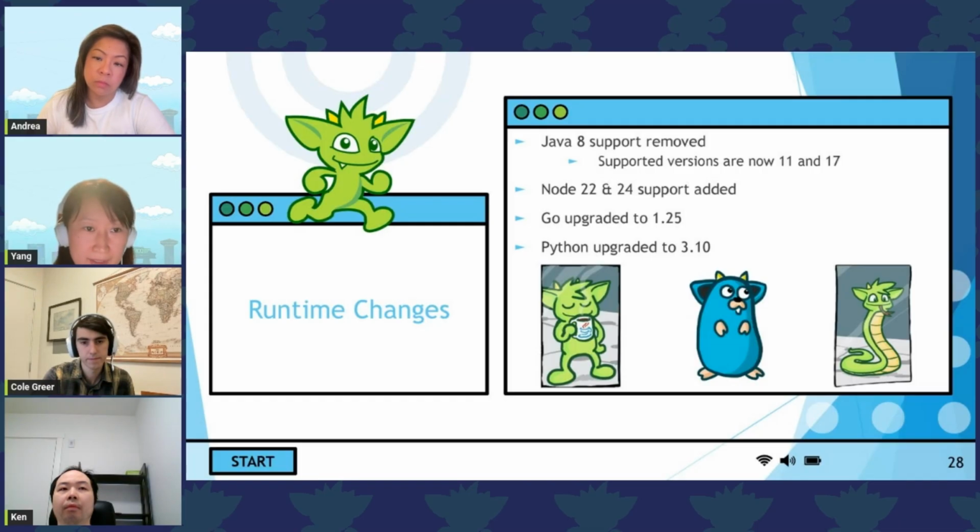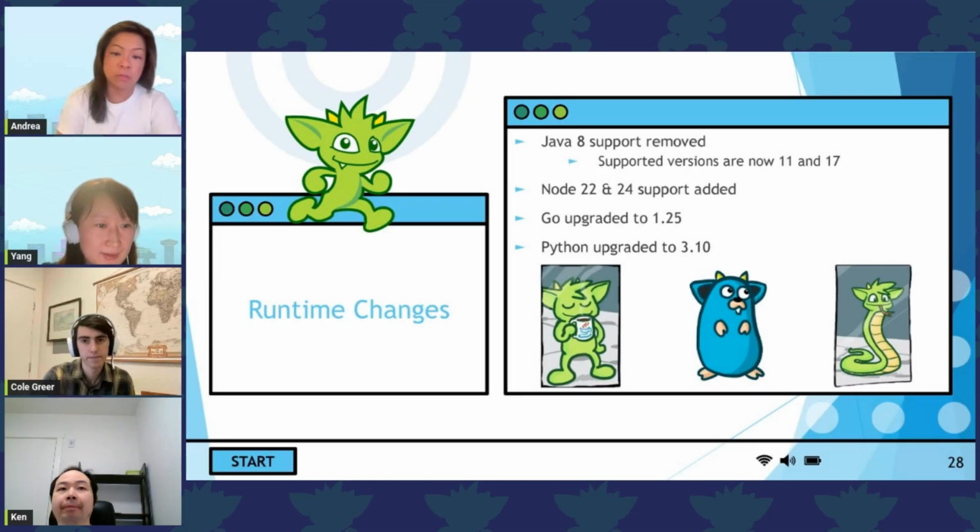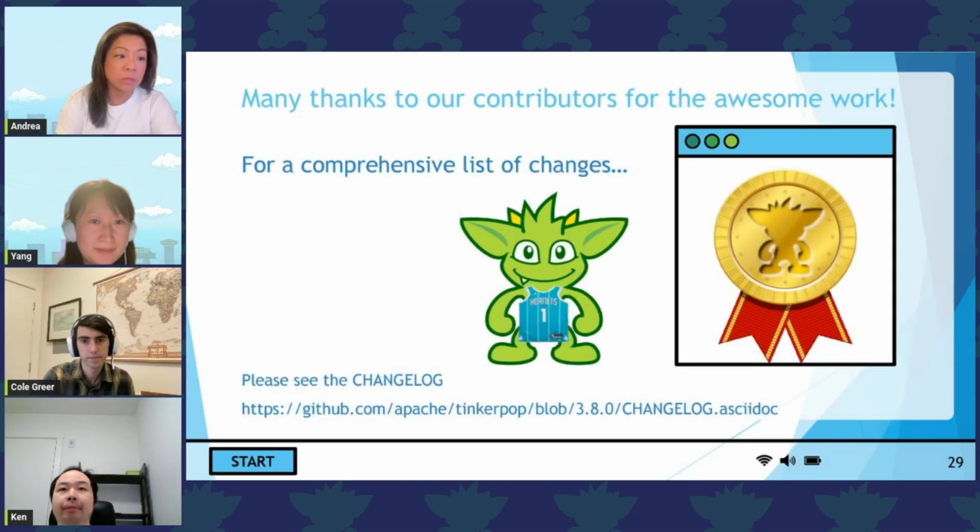And again, for the other GLVs, for JavaScript, we still have Node 20 support, but now we have Node 22 and 24 support added. For Go, it's upgraded to 1.25, and for Python, it's 3.10. And with that, I think that is everything for today.